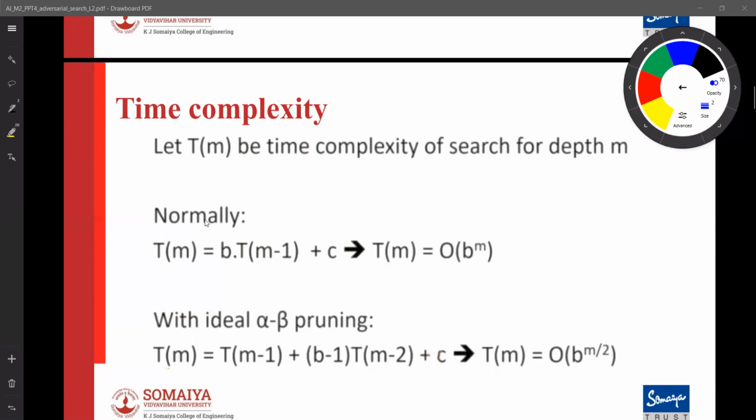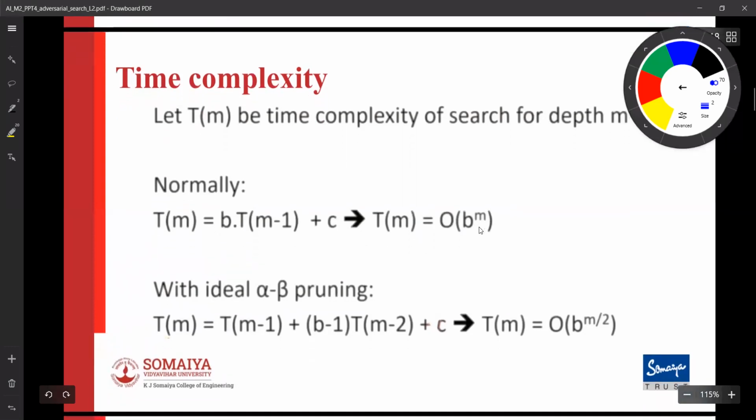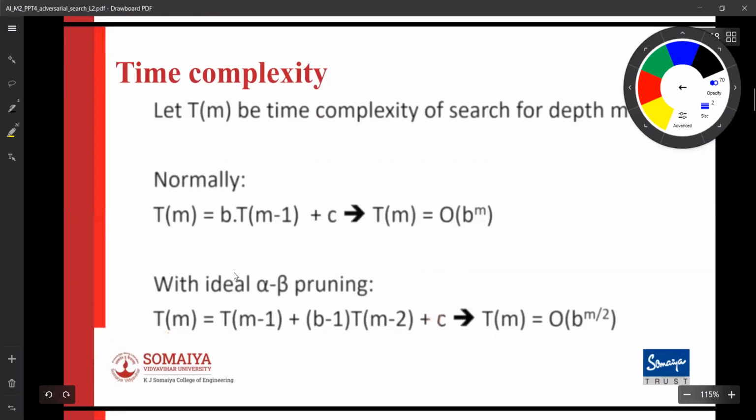Now what is the constant doing? It is just the maximum, and in the worst case it is b. So it will be b times T of m minus 1 plus b in the worst case. So T of m would be of the order of b to the power m when you solve it mathematically. So we get T of m of the order b raised to m in the normal case. Now we have to think about what will be the best case scenario in alpha beta pruning.